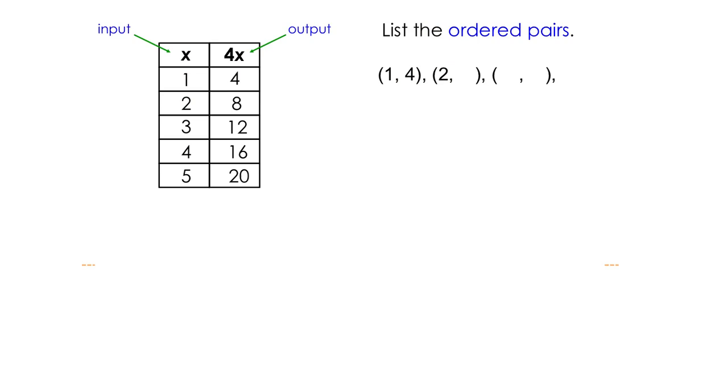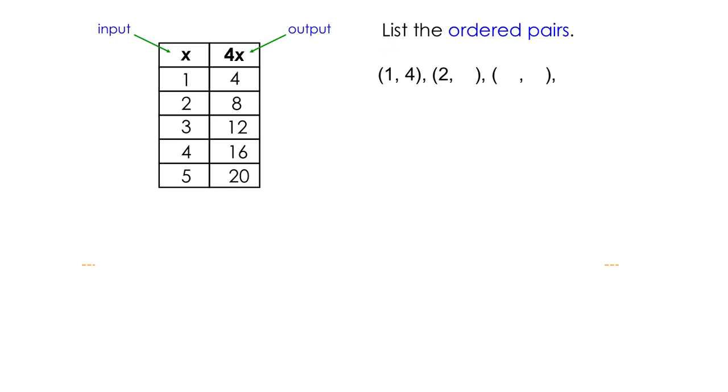In the past, we've talked about input and output when it comes to functions. And we're going to start using some algebraic notation here. So instead of writing the word input, we're going to symbolize that with an x. x represents whatever the input is. Now the output in this table is 4x. So this actually shows us the rule of the function as well. To get the output, we multiply the input by 4.